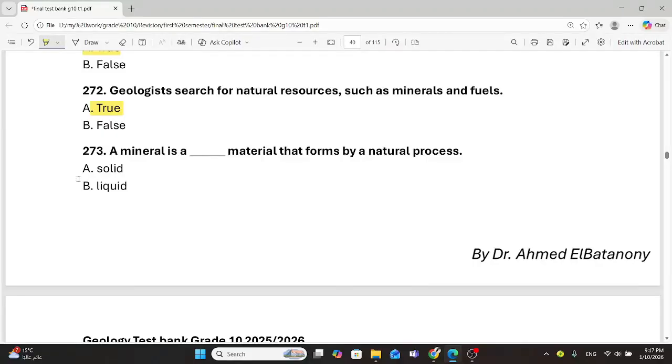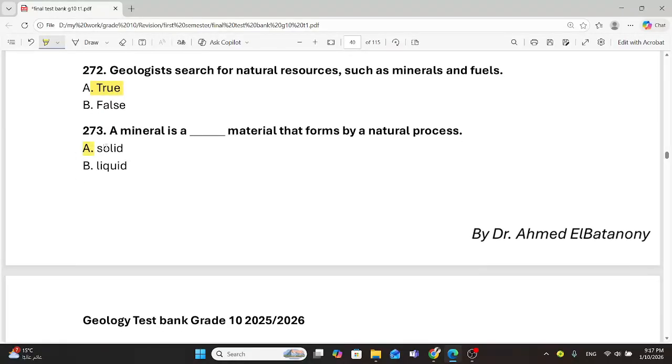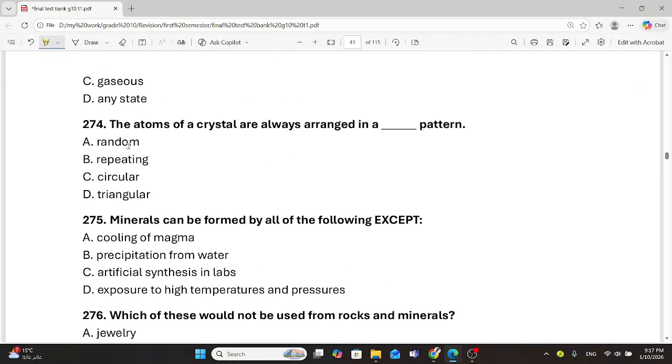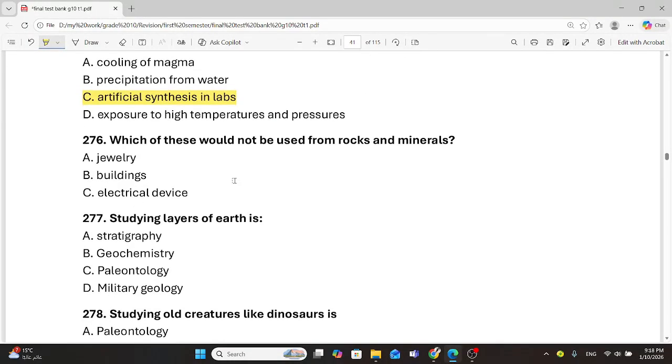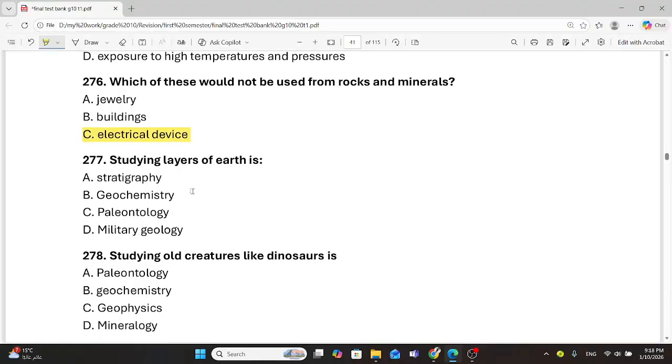A mineral is solid or liquid? We said a mineral is a solid. The atoms of a crystal are always arranged in a repeating pattern. A mineral can be formed by all of the following except: cooling of magma, precipitation from water, or artificial synthesis in labs. Of course, the last one, because then it is no longer naturally occurring. Which of these wouldn't be used from rocks and minerals: jewelry, buildings, or electrical devices?